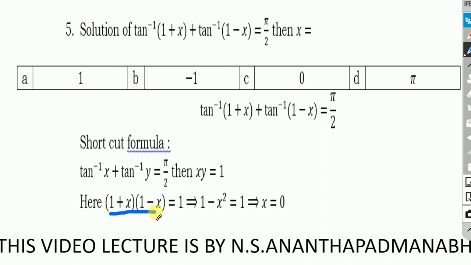So (1 plus x)(1 minus x) is equal to 1, which is in the form of (a plus b)(a minus b). Therefore it is a square minus b square. That is 1 minus x square is equal to 1. So 1 is eliminated, therefore x square is equal to 0, or x is equal to 0. So option C is the right answer for this question. I have 0 here.